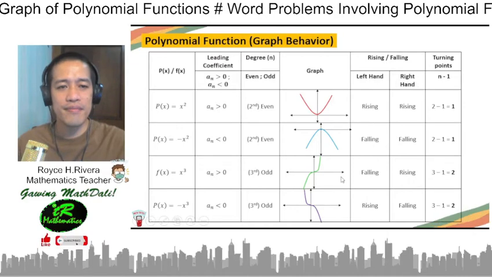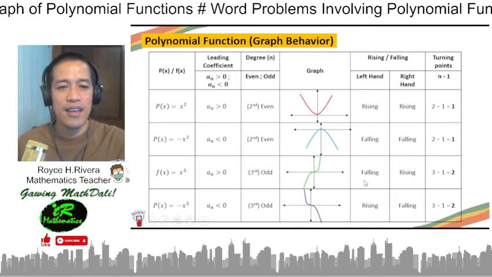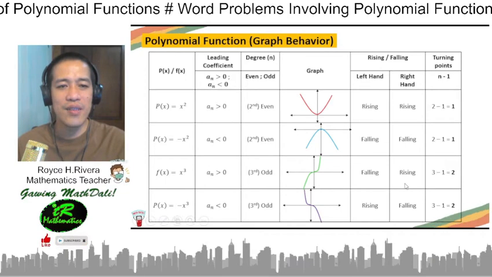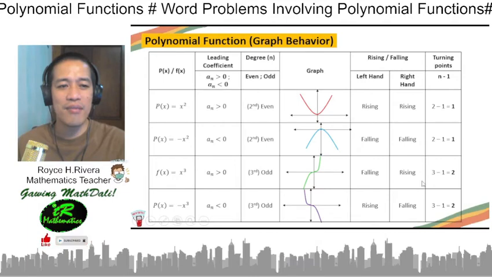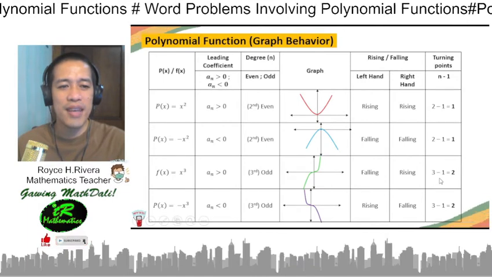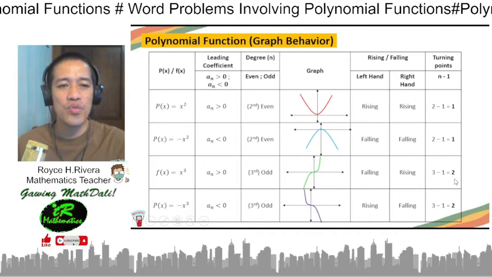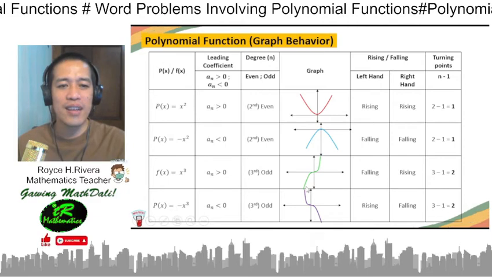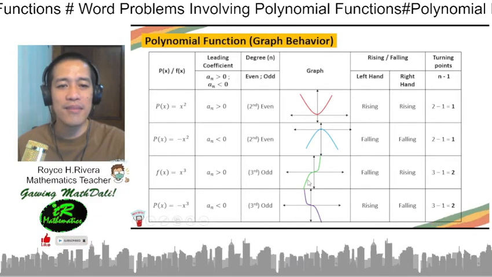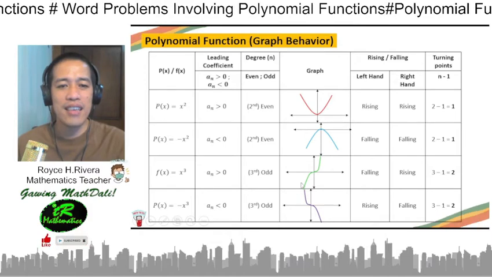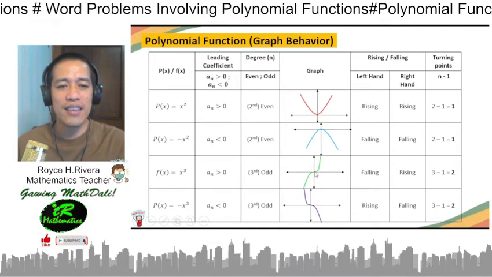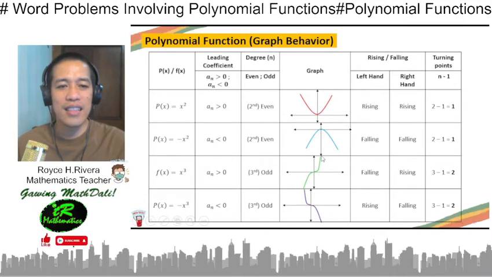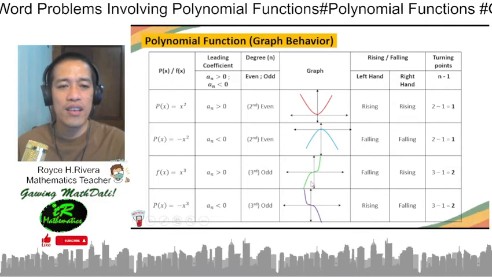For the behavior, the graph will be falling to the left and rising to the right. And the graph will have 3 minus 1 equals 2 turning points. So here is the illustration of the graph of the given polynomial f of x equals x raised to 3. Falling to the left, rising to the right. And it has 2 turning points.